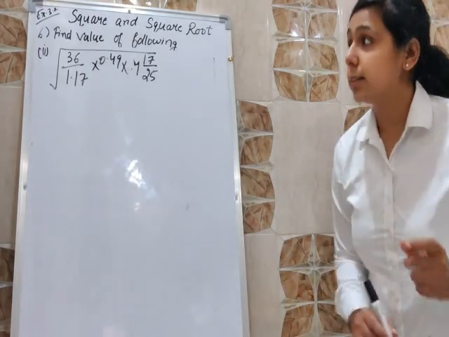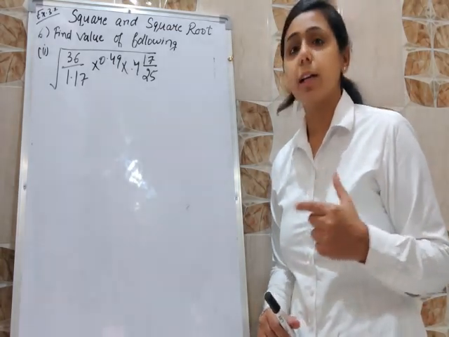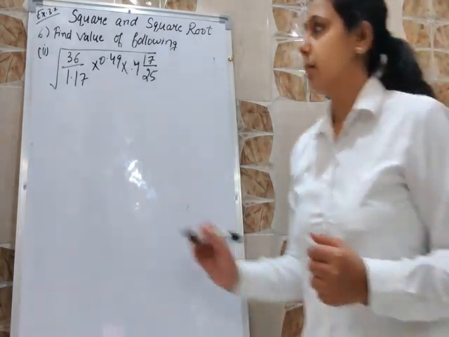So question number 6, a second part, we have to find the value of the given number. So simplify it.